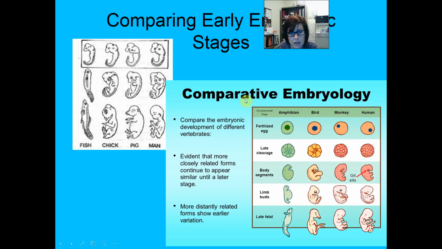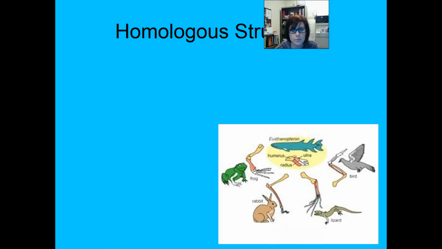So comparative embryology, you compare the embryonic differences of different vertebrates. We're talking about vertebrates here. This is evidence that the more closely related forms continue to appear similar until later. We're obviously more closely related to a bird than we are to an amphibian, so we share developmental stages that are more similar to each other, since we're more closely related. Later on you start to see the differences. More distantly related forms show the differences much earlier.